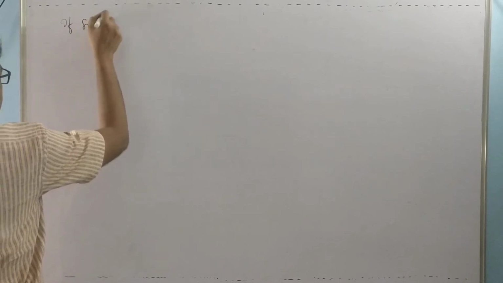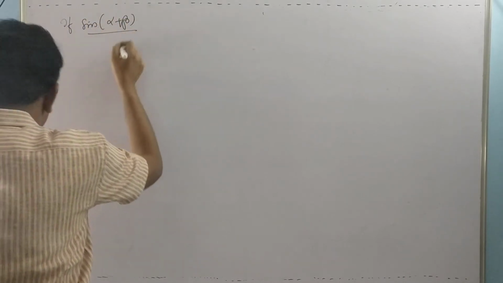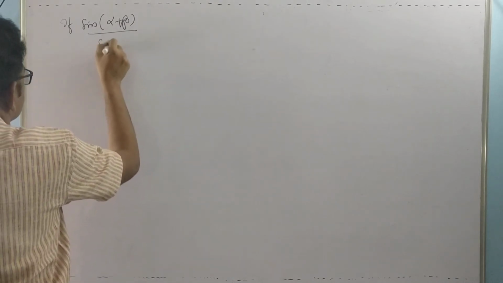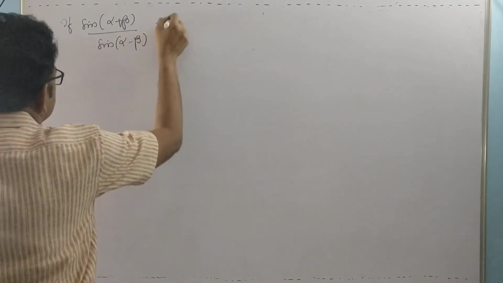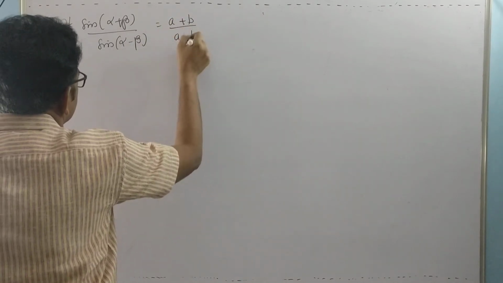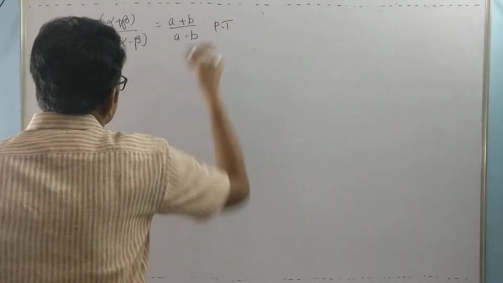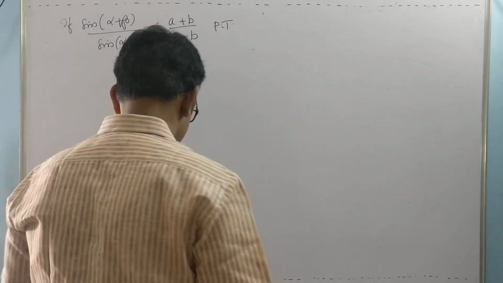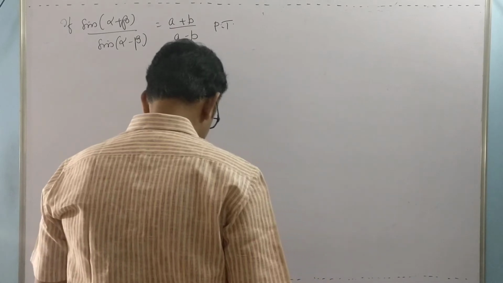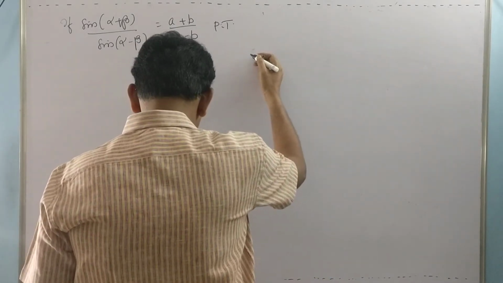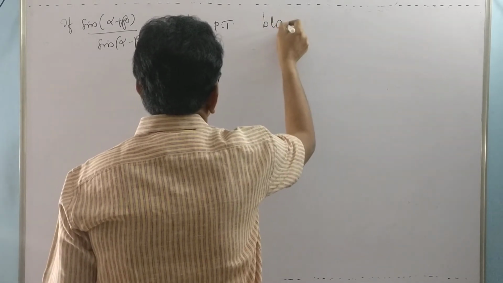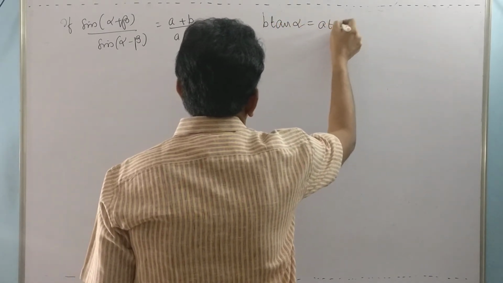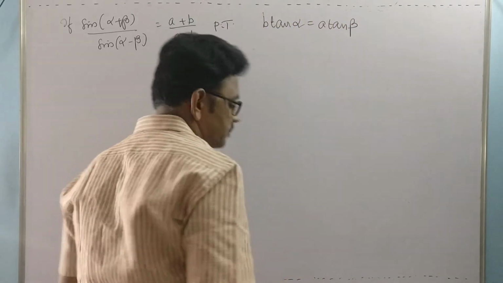Next problem. If sin of alpha plus beta by sin of alpha minus beta is equal to A plus B by A minus B, then prove that A tan alpha equal to, so this is B tan alpha, B tan alpha is equal to A tan beta. Then prove this result.